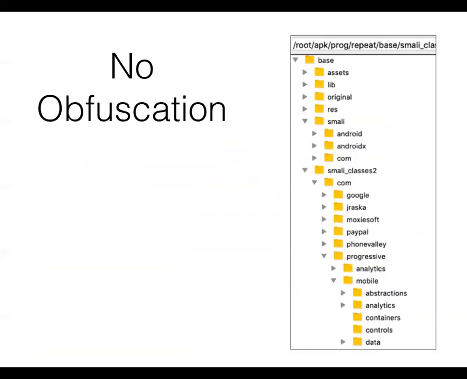That's called obfuscation. Now here is the Progressive Insurance app. No obfuscation at all. Everything is totally readable. Over here you've got stuff, Android that came from Google. Then you've got Google, something called Moxie, Soft, PayPal, Progressive, Phone Valley. Different companies have written libraries and you've thrown it together. The bottom container is the code written by Progressive, and all of them are clearly readable. So they did not obfuscate anything.